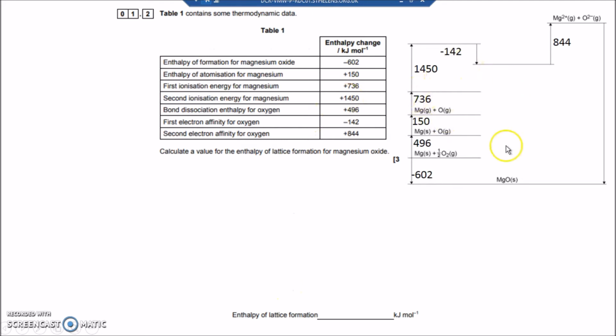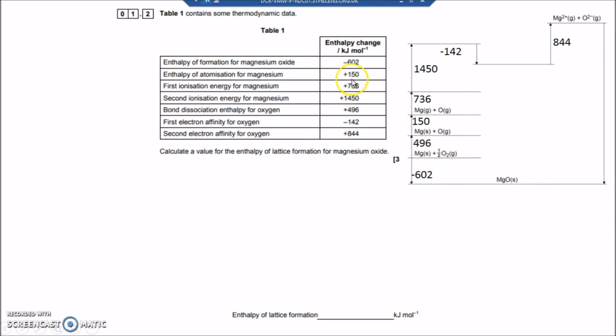I've put them into the diagram here so you can see what's happening. So I've got minus 602 will be the enthalpy of formation of magnesium oxide. So enthalpy of formation is forming the magnesium oxide from elements in their standard state. So magnesium is a solid metal in its standard state. Oxygen is a gas. Remember, standard state is how you'd find them in a laboratory.